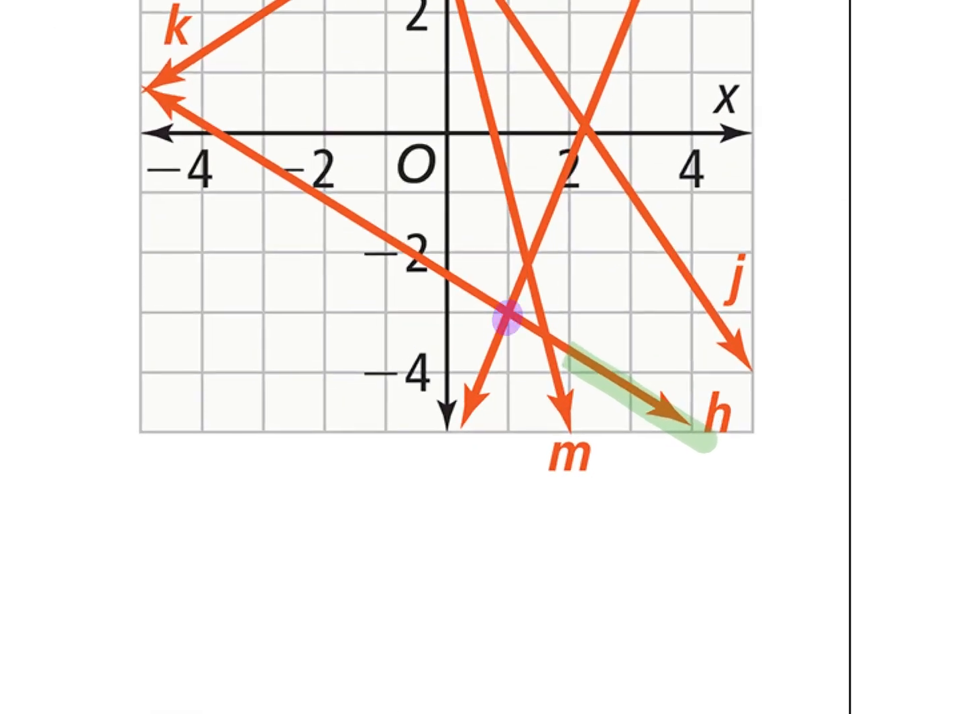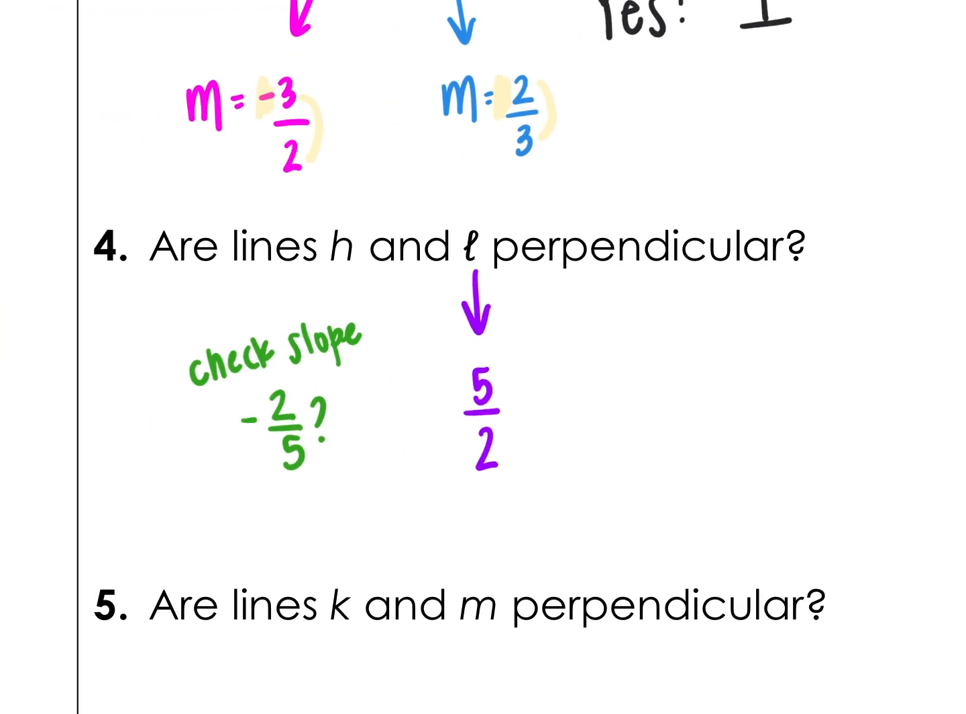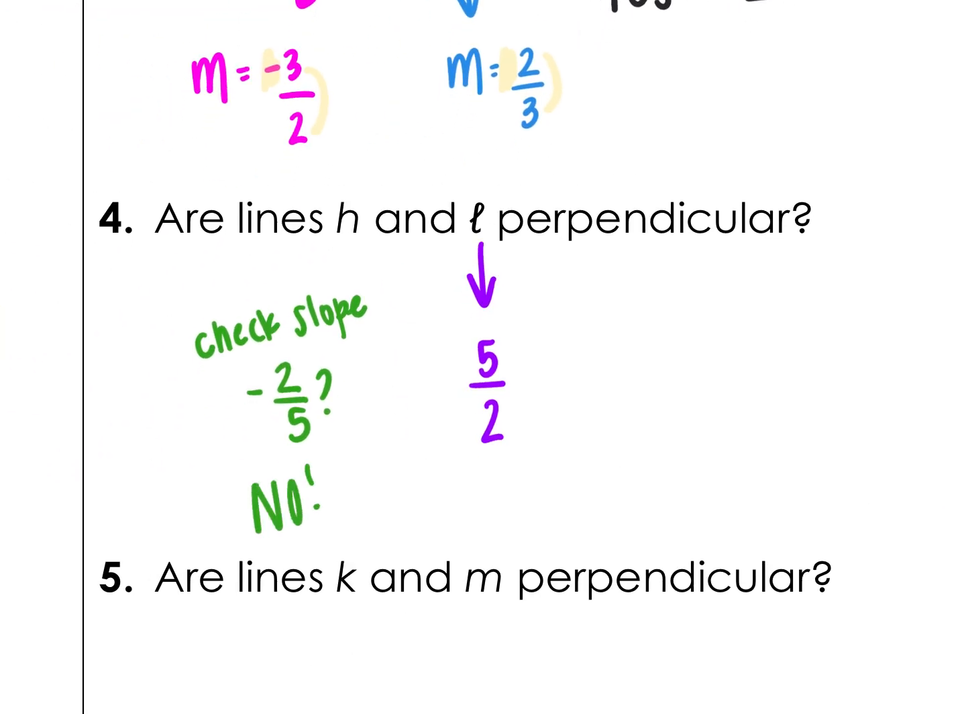We got a point here. If we went down 1, 2, and then over 1, 2, 3, 4, 5, the line is not eventually going to reach over there. So we can say that they do not have opposite reciprocal slopes. They are not perpendicular.